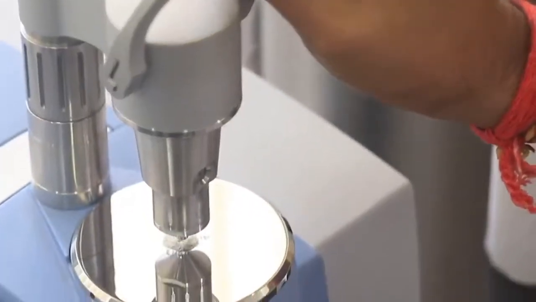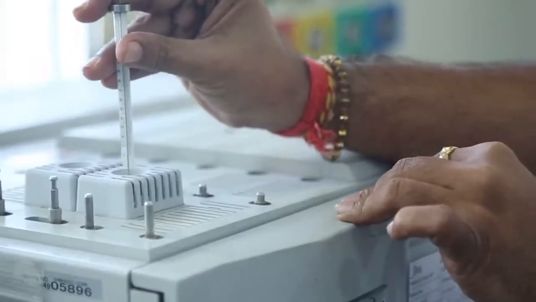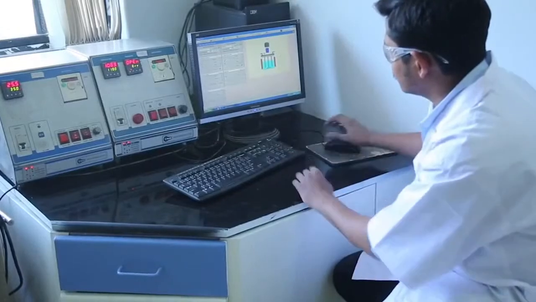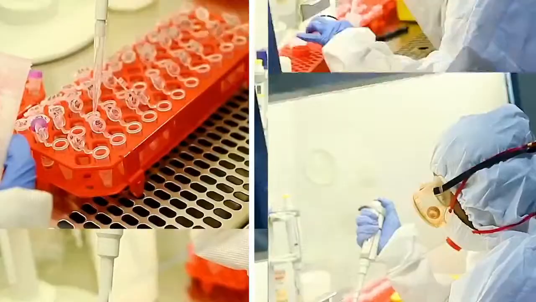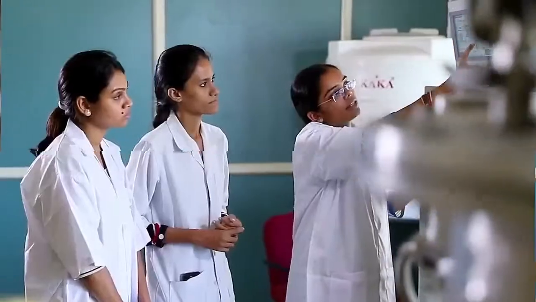The graduates from this university will further strengthen the BT ecosystem. The government of Gujarat is delighted to present the Gujarat biotechnology policy and delivery of research, 2022-2027.